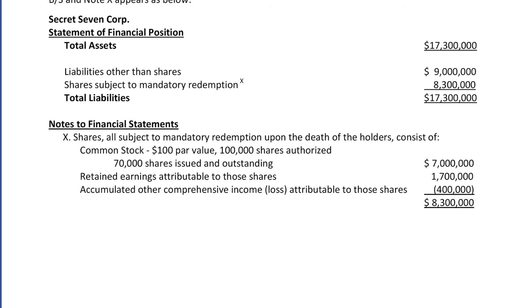So they got assets, they have liabilities other than shares, and as part of liabilities they also have shares subject to mandatory redemption. So guys, notice that there is no equity section. So the common stock, APIC, retained earnings related to the shares, they would be merely disclosed as a note to the financials. On the balance sheet, they'll have only assets and liabilities, no equity.